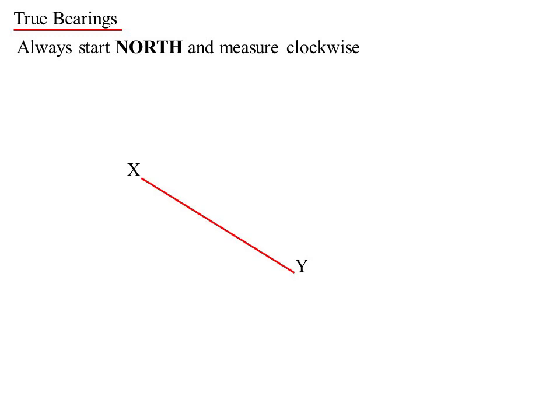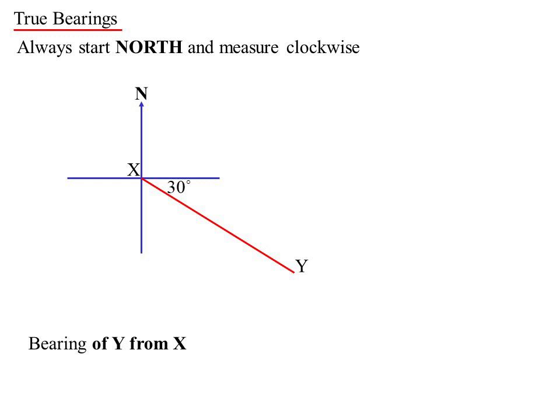So there's X to Y. What is the bearing of Y from X? So I'm looking at Y from X. So I put a compass there. I know that's 30 degrees. So I can say, well, the bearing is 120 degrees. If I started at north, went around, we've gone around 120 degrees.